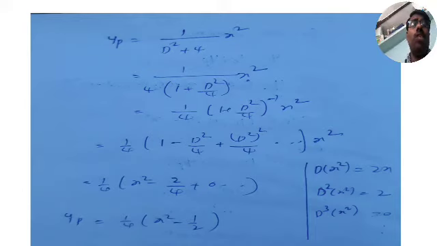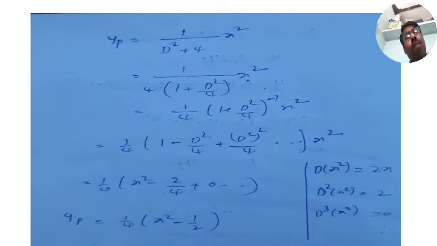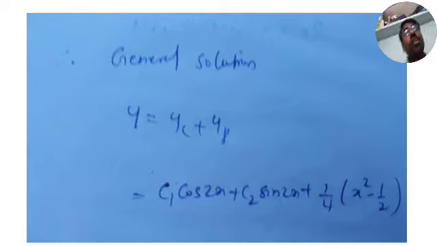What is yp? Yp is equal to 1 by 4 x square minus 1 by 2. This is yp. What is yc we got? We got yc is equal to c1 cos 2x plus c2 sin 2x. And yp is 1 by 4 into x square minus 1 by 2. So what is the general solution? Since it is non-homogeneous, the general solution is y is equal to yc plus yp. Now we got yc and we got yp. Now write down the general solution. The general solution is y is equal to yc plus yp. Yc is c1 cos 2x plus c2 sin 2x, and yp is 1 by 4 into x square minus 1 by 2.